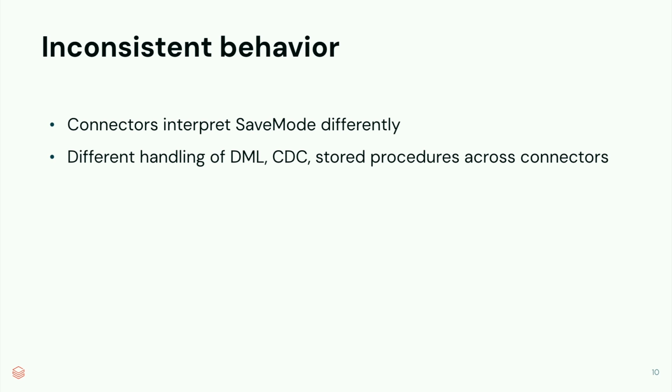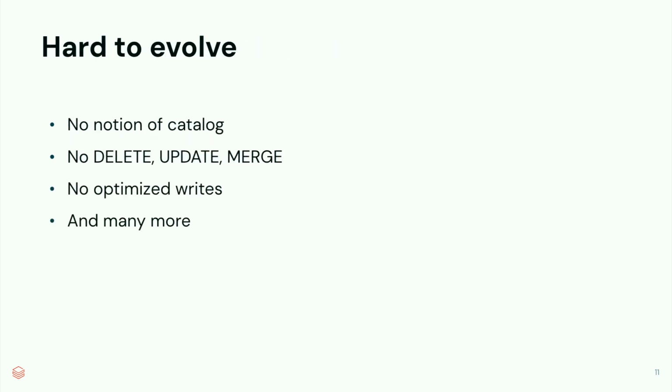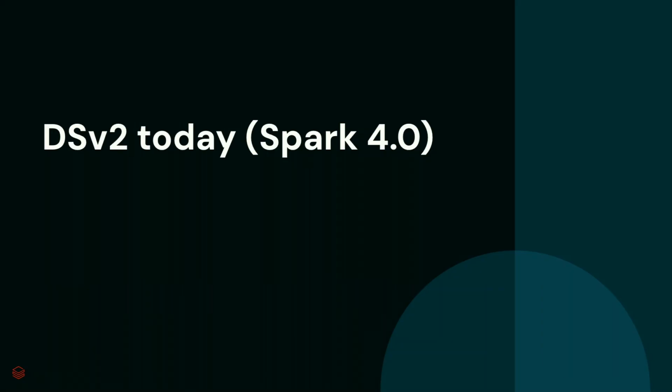To make things worse, it also pushes a lot of decisions into the connector, so that different connectors can interpret the same concepts differently. An example of that is the famously inconsistent override mode. Depending on which connector you used, you would have a completely different behavior. Finally, it was really hard to evolve. That's the reason why you don't have the proper notion of the catalog, you don't have any advanced DML, or things like optimized writes that are available in modern Spark. So all of those reasons motivated the community to create DSv2.